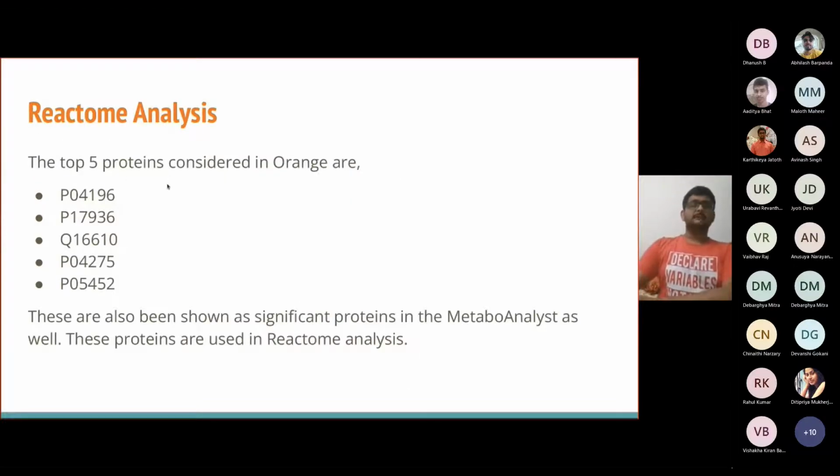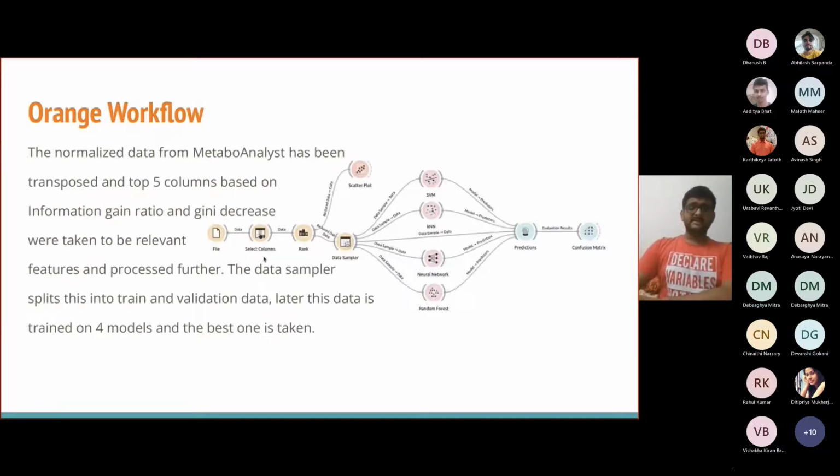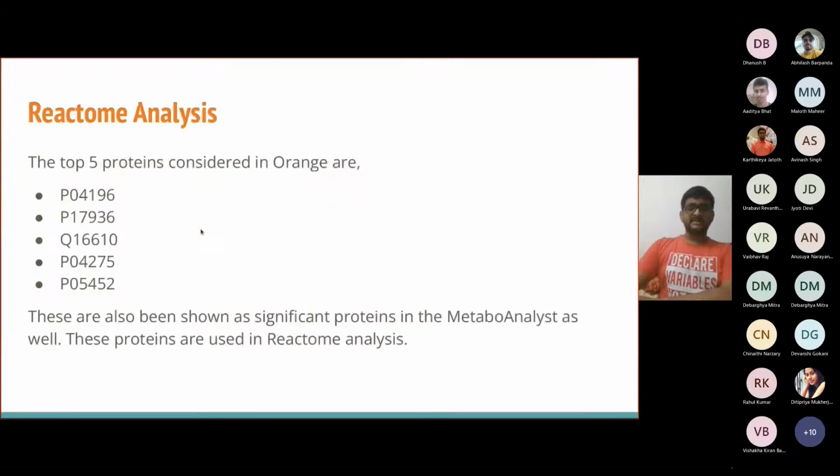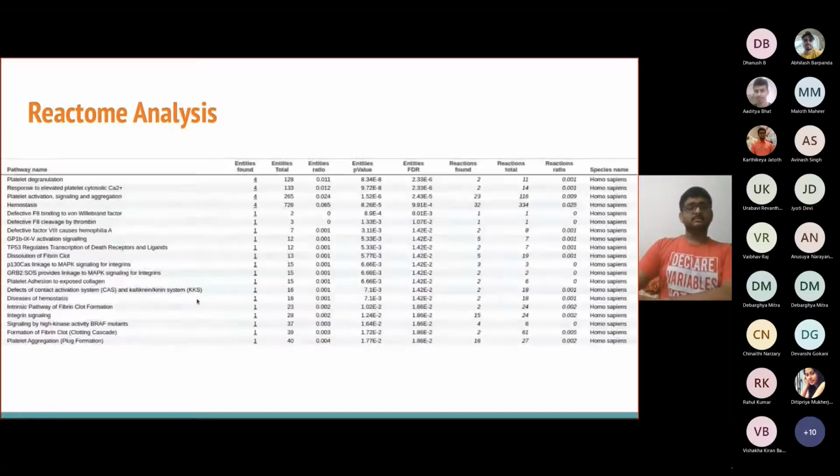Reactome analysis. The top 5 proteins were considered in Orange. These top 5 proteins are considered in the rank based on the information gain ratio and Gini decrease. And these proteins are P04196, P17936, Q16610, P04275, P05452. These are also shown as significant proteins in MetaboAnalyst as well. These proteins are used in Reactome analysis.